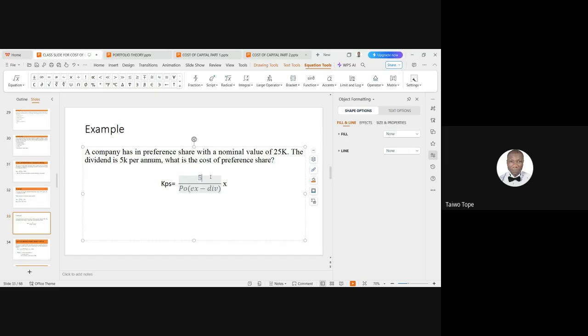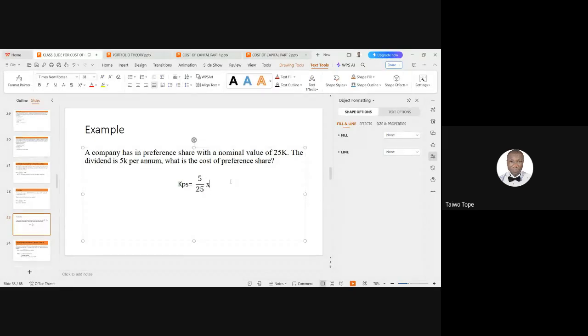The market value is 25 kobo. It's stated as nominal value. 25 kobo, when you multiply this by 100, you have what? You have it as 20%.